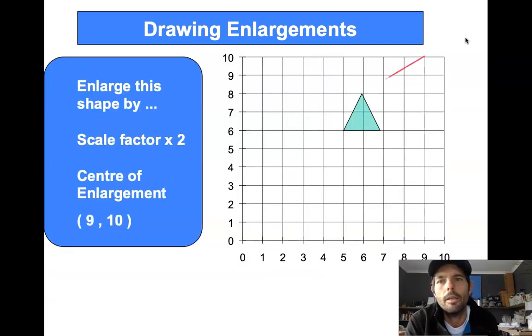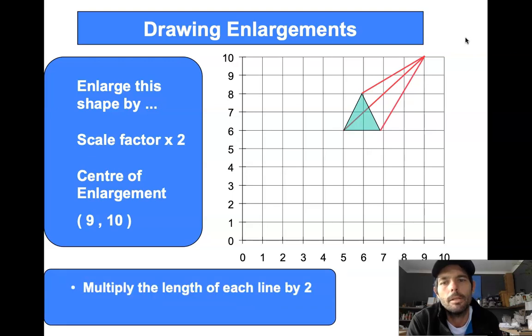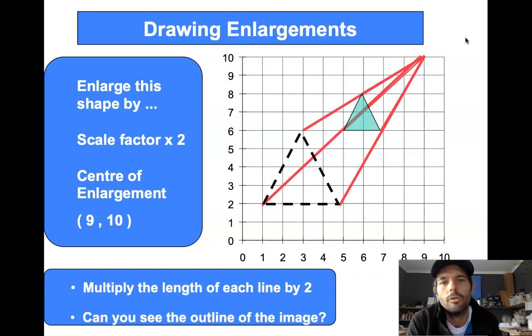Okay, and here's another example for you, enlarging from a completely different point. And again, you'd have to draw lines to each vertex, double it, or multiply by 2 to get your new vertices, and then you can join up those new vertices, and that would be your enlarged image.